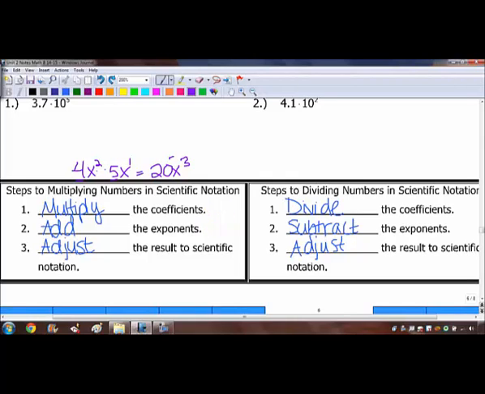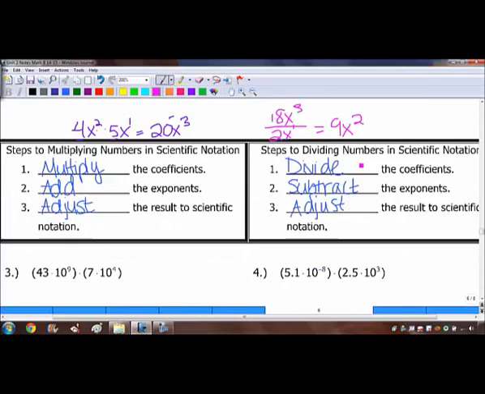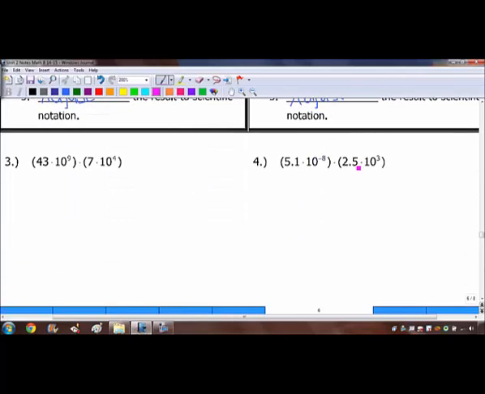All right, and same thing when you divide. If I want to divide 18x to the third power by 2x right here, I would divide 18 by 2, I would get 9, and then I would just subtract my exponents, so I'd get 9x squared. Nothing new except the fact that these are numbers that are written in scientific notation instead of as variables.